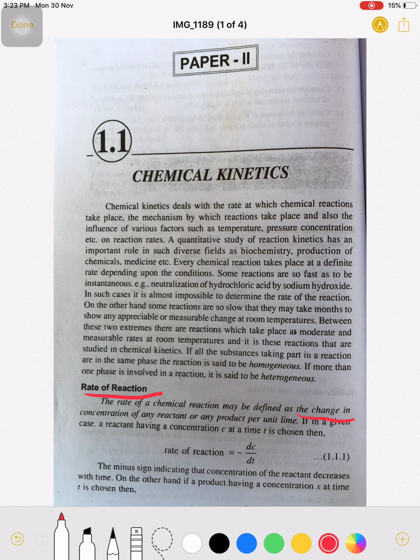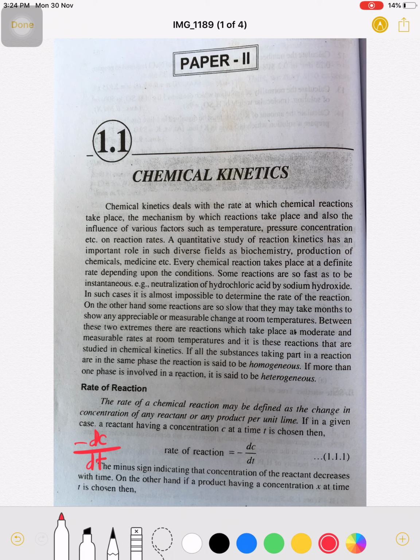So that rate of change of concentration is known as the rate of chemical reaction, or rate of reaction. Suppose a reactant has a concentration C at a time t. Now see, here the rate of reaction is written by this equation, minus dC upon dt. So what is the meaning of minus dC upon dt?